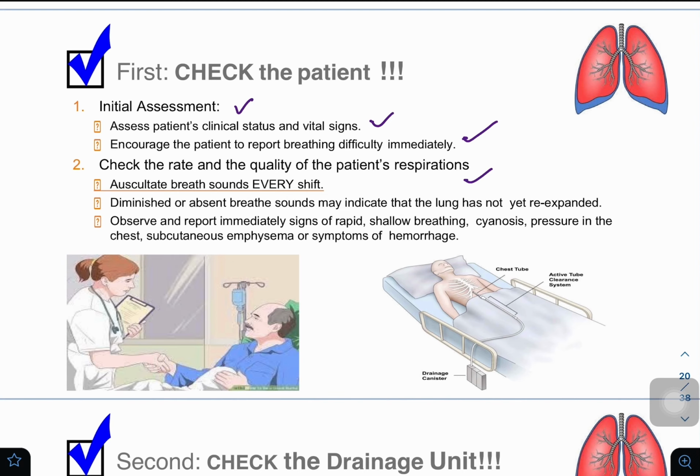Auscultate breath sounds every shift. Diminished or absent breath sounds may indicate the lung has not yet re-expanded. Observe and report immediately the signs of rapid shallow breathing, cyanosis, pressure in the chest, subcutaneous emphysema, or symptoms of hemorrhage.